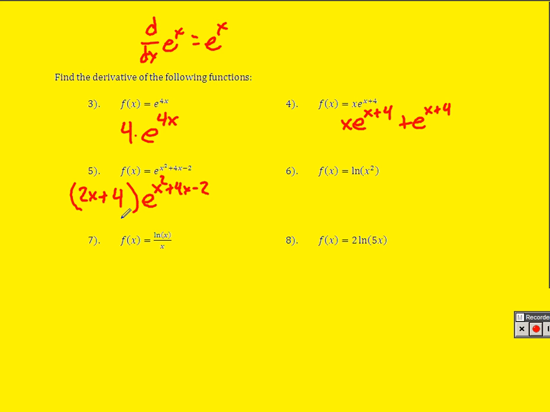Number 6, now the other one, for natural log. The derivative of natural log of x is just 1 over x. So the way we do these, whatever's on the inside, I put in the denominator.